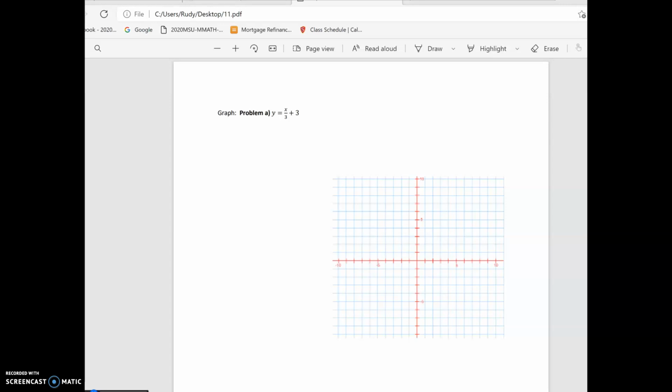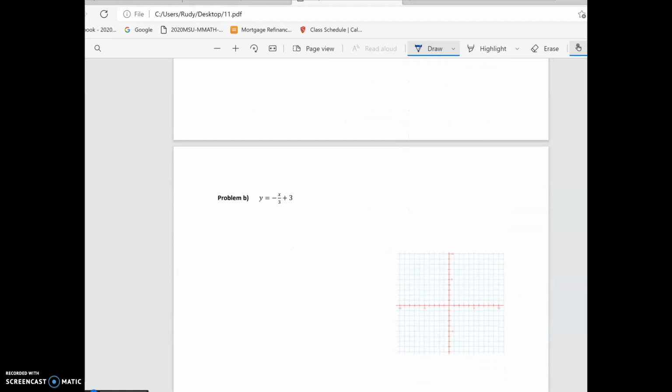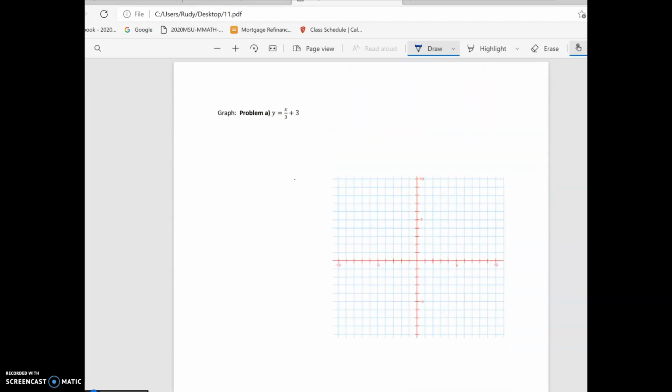Hi class, for this video we're going to be graphing a total of two problems, and the problems are actually very similar to each other. So let me just walk you through them. Problem A has x divided by 3 plus 3, and then the only difference on problem B is we're going to have a negative.